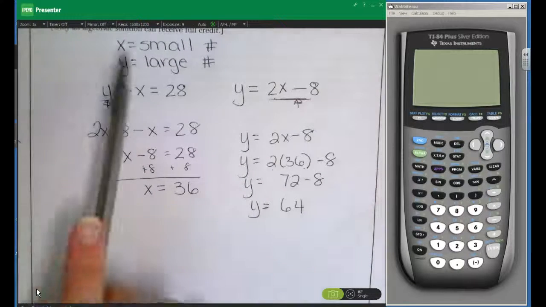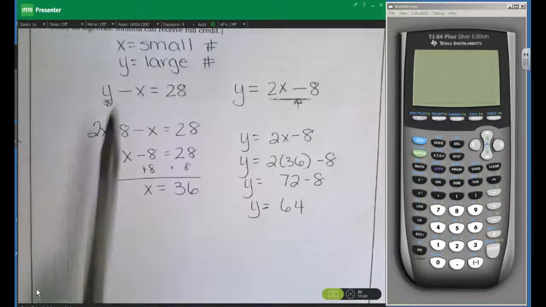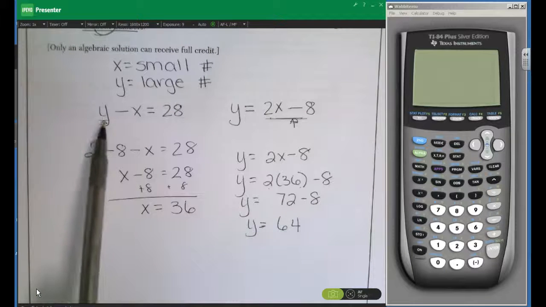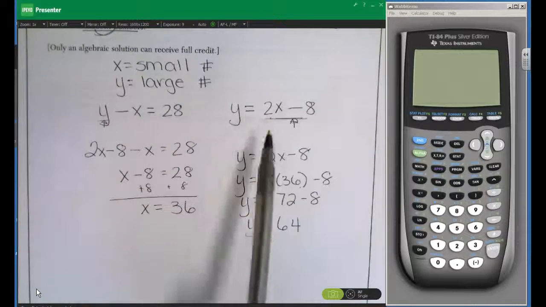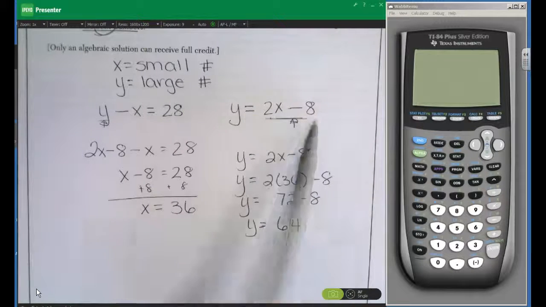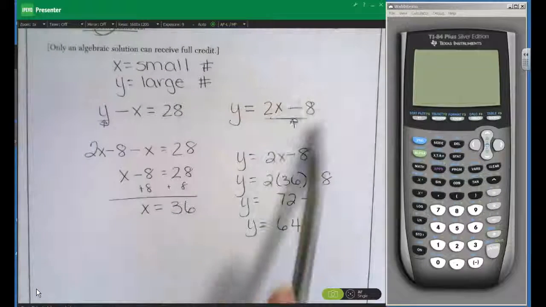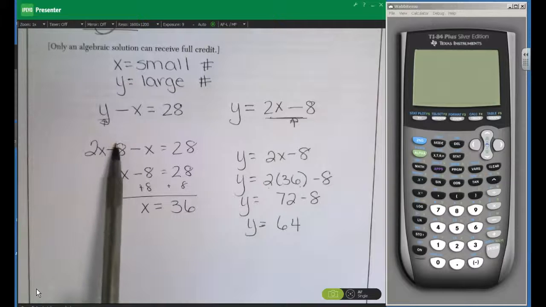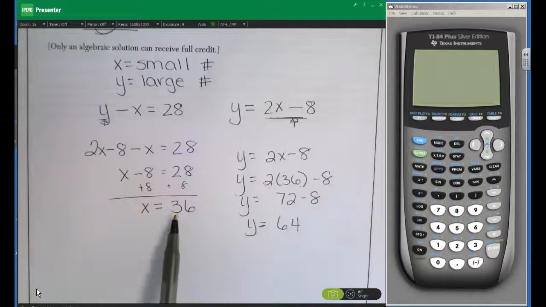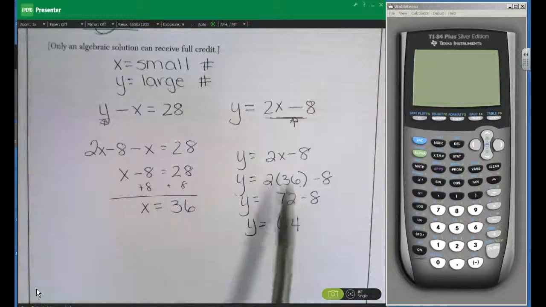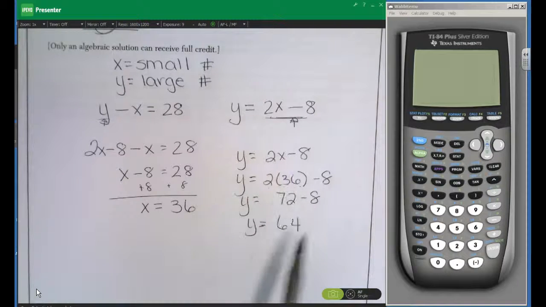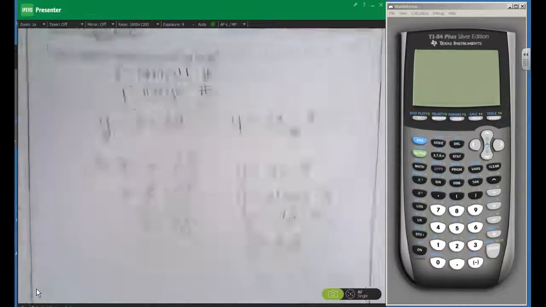Okay, so x is the smaller one, y is the larger number. It said that the difference between, so y minus x gave us 28. The larger one is 2 times the smaller minus 8. I just substituted this in right here for y. Combine like terms, got x equals 36. Took that 36 and plugged it back into this equation, got y equals 64. Alright, that's a 3-pointer. Next.